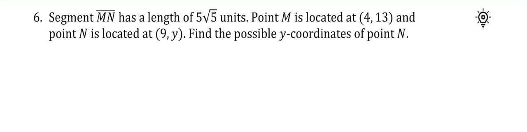Okay, let's do problem 6. Here they say segment MN has a length of 5 root 5 units. Point M is located at (4, 13), and point N is located at (9, y). Find the possible y coordinates of point N.